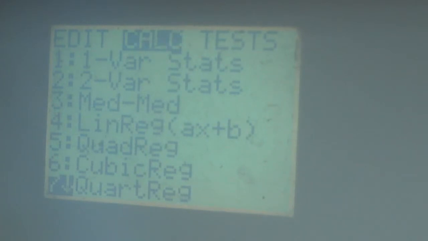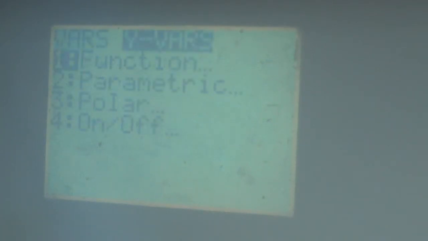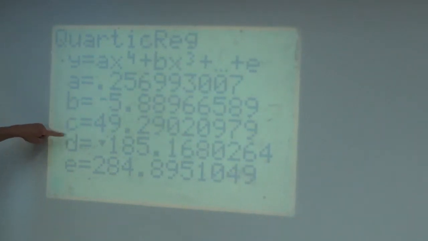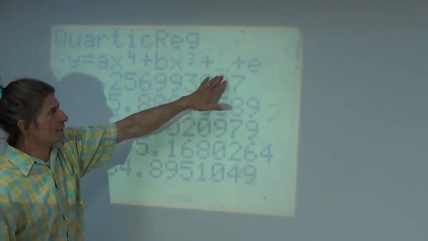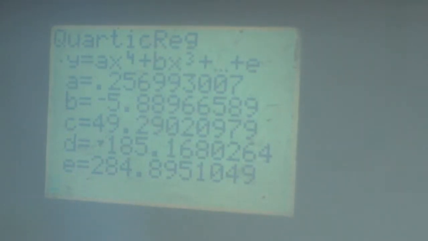So quartic is the next polynomial up. It would have an x to the 4th power. So let's see what it looks like. See, it has 5 coefficients, or 4 coefficients and a constant. So you got x to the 4th, x cubed. It says dot, dot, dot. There's an x squared. There's an x to the 1st. There's an x to the 0th, which is the constant term. Look how well it fits.